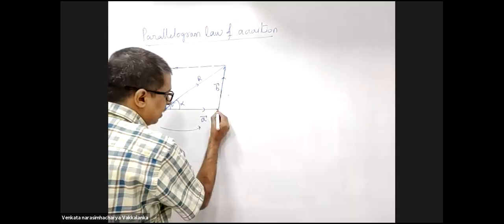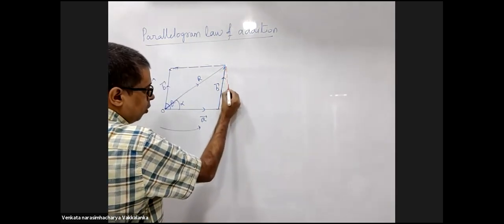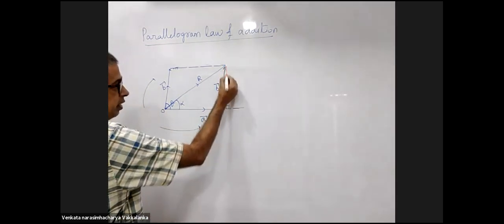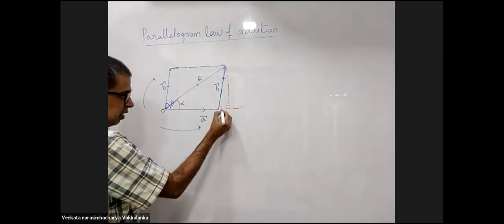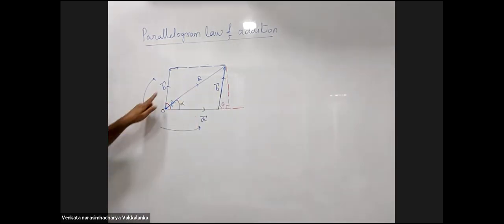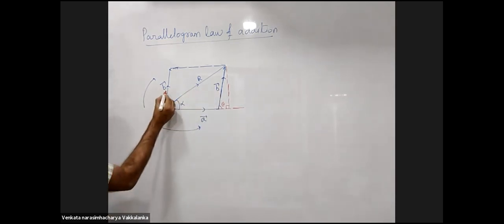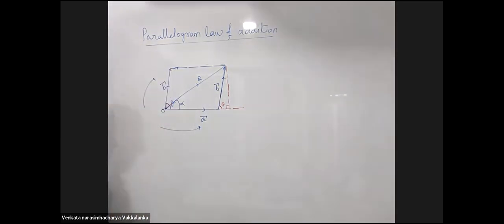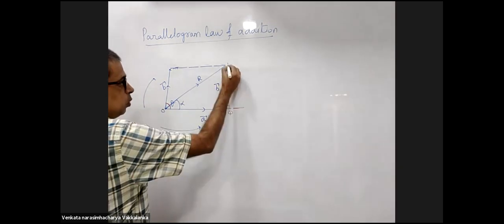We use Pythagoras theorem. Extend this, drop a perpendicular onto that line. If this angle is theta, will this angle be theta? Because these two lines are parallel. So if this angle is theta, this angle is theta. Yes or no? Yes, sir. Call this PQR.